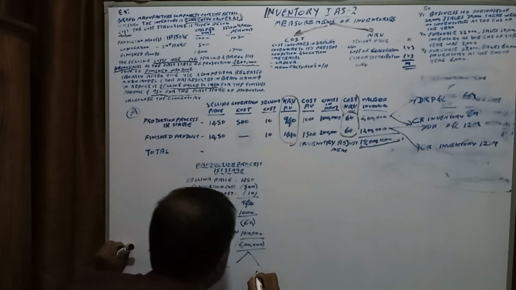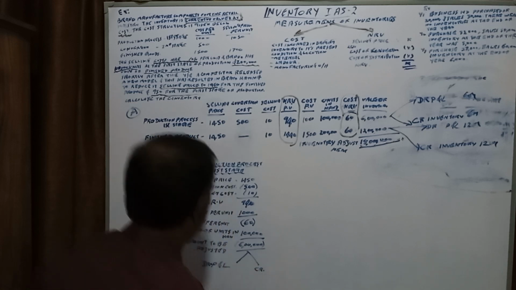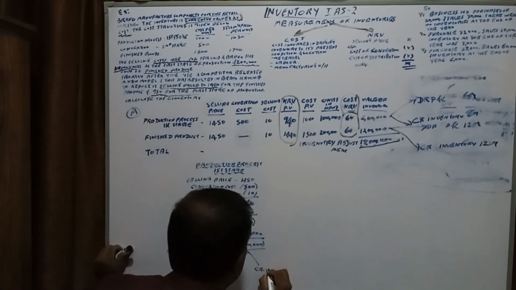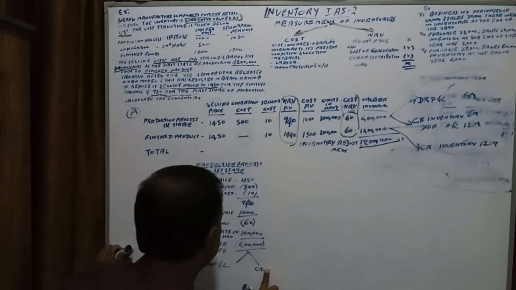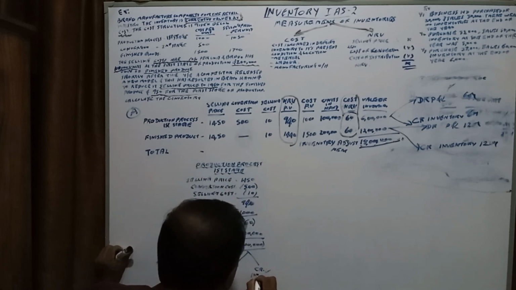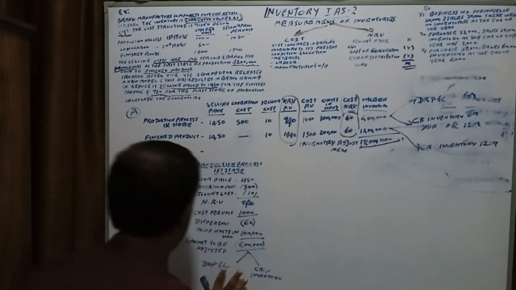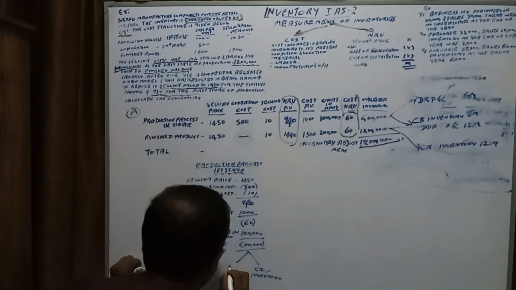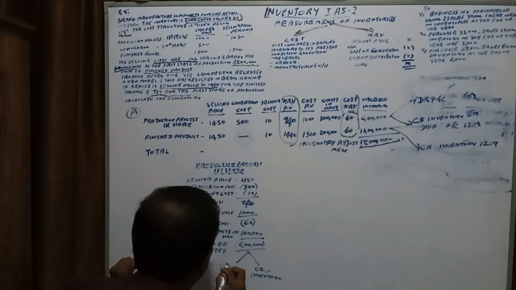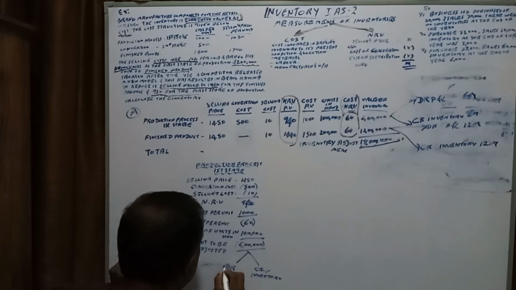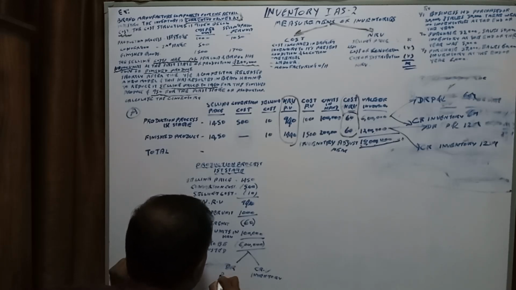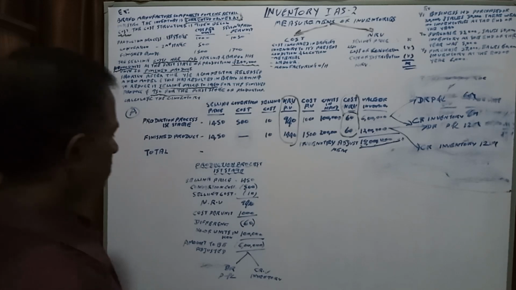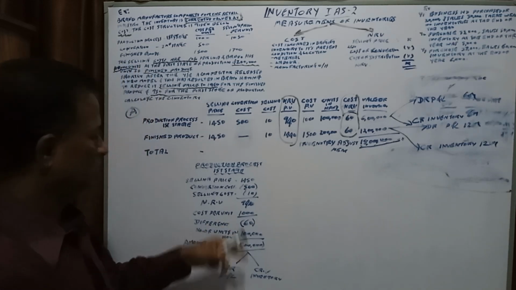debit profit and loss, then credit, what account? Inventory. Debit P&L. So you can work it out.